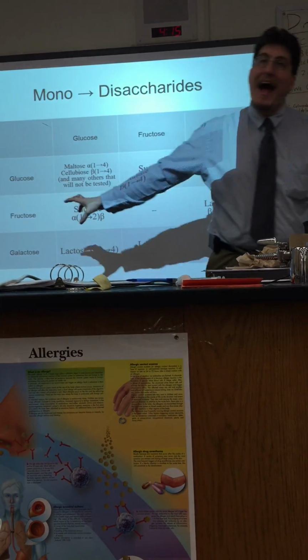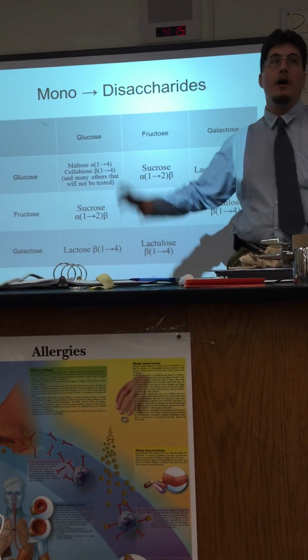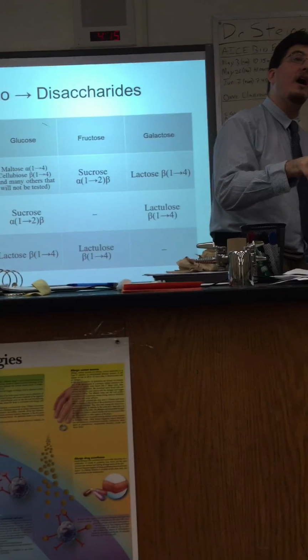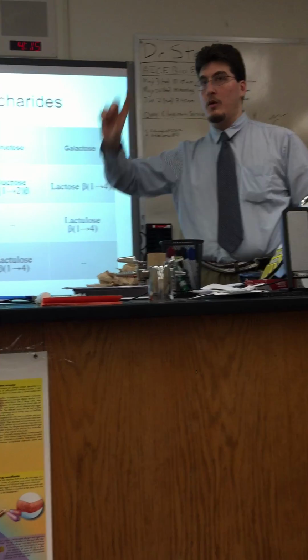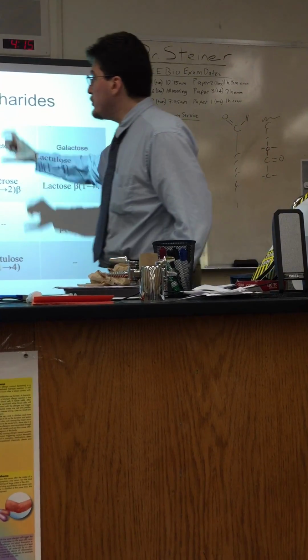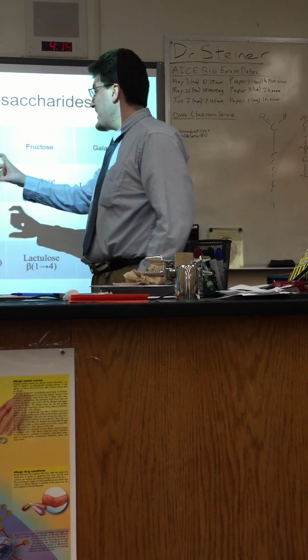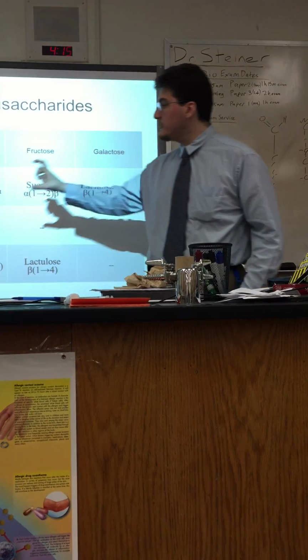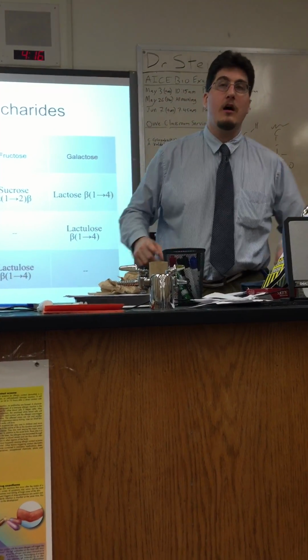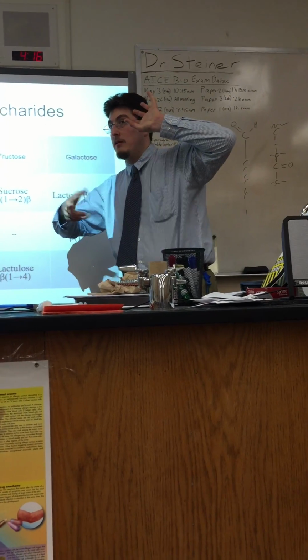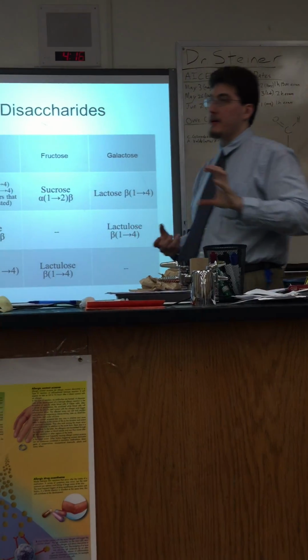Sucrose is an alpha 1,2 beta. Glucose is in the alpha 1 position, down, and the fructose is in a beta position, which means they flip. They are at 180 degrees from each other.